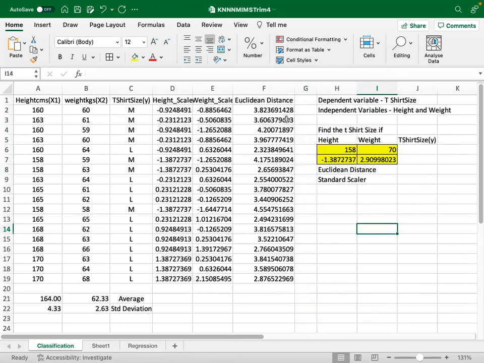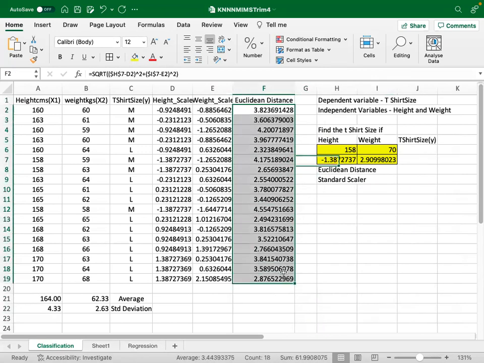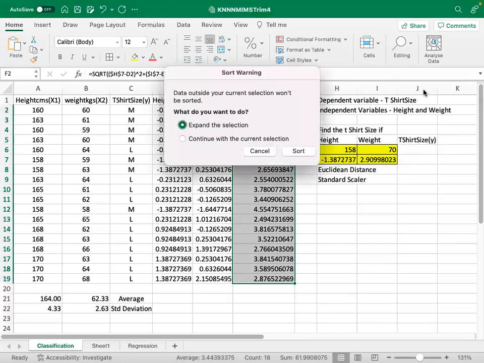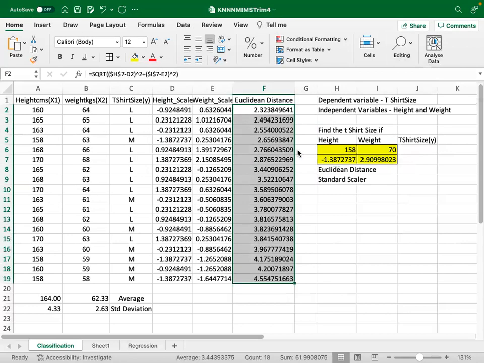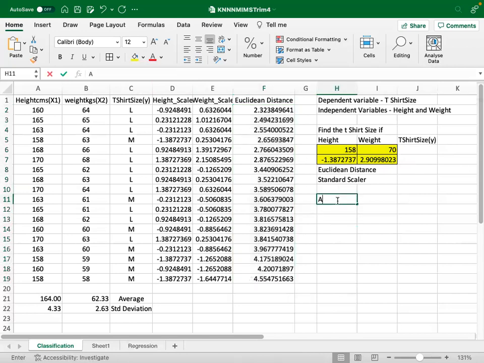Okay, now what we will do: you select the distance, go to Home tab, Sort and Filter, smallest to largest, expand, sort. So assume K is equal to 5. If I assume K is equal to 5, that means 1, 2, 3, 4, 5: the 5 smallest distances.